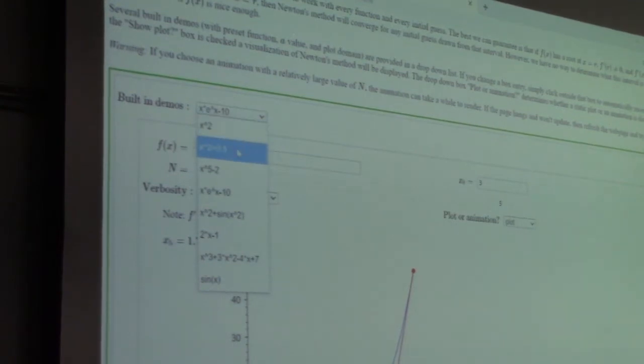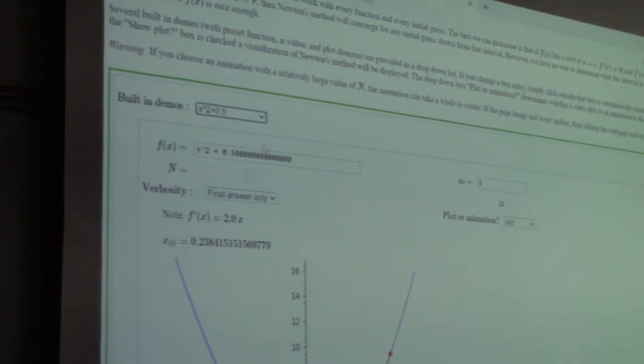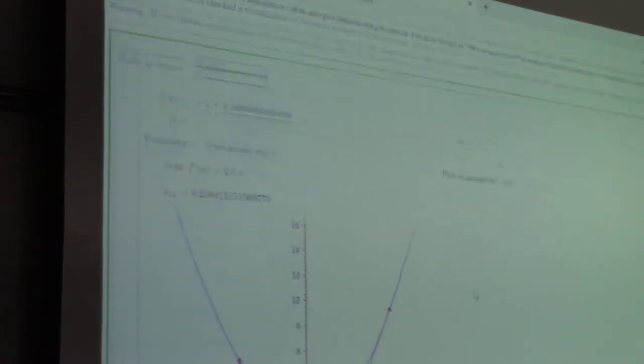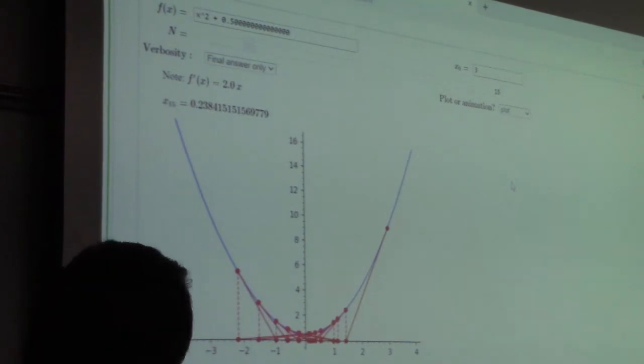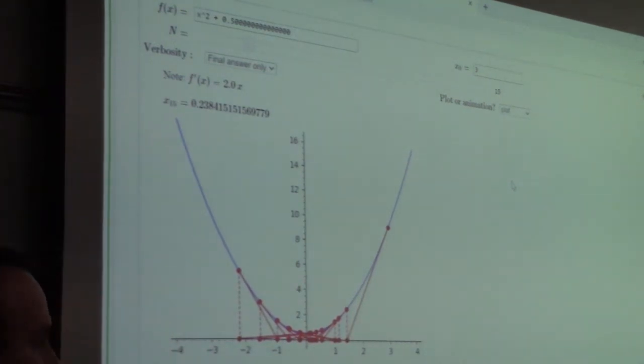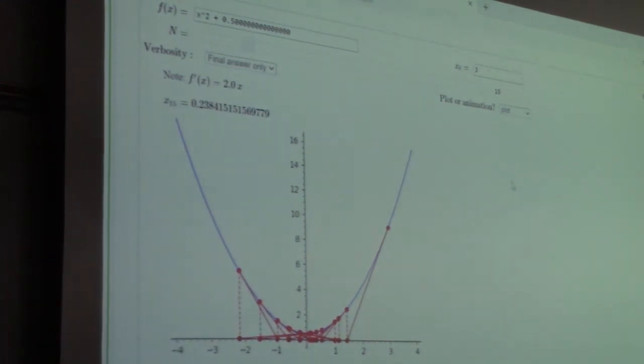Oh, check this out. This is something we didn't talk about in the Newton's method lab, but we really should have. What happens if there is no zero? Like x squared plus a half. That one is just going to keep going and going, right? Because there is no zero. So it makes total sense that it's just going to keep going. There is no answer to converge to in this case. So it's kind of cool.